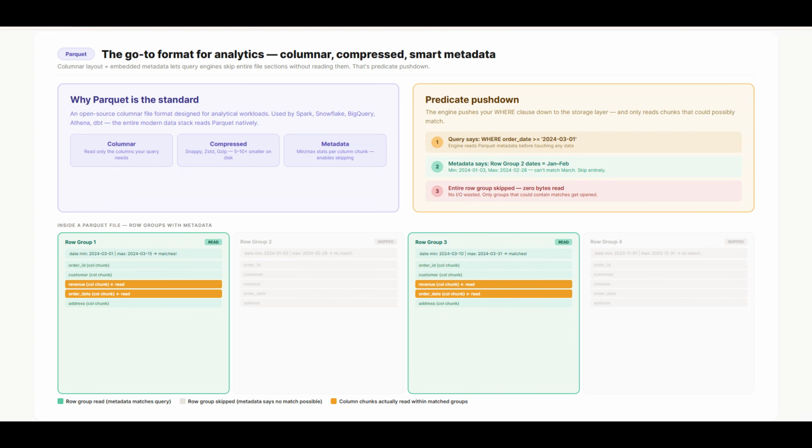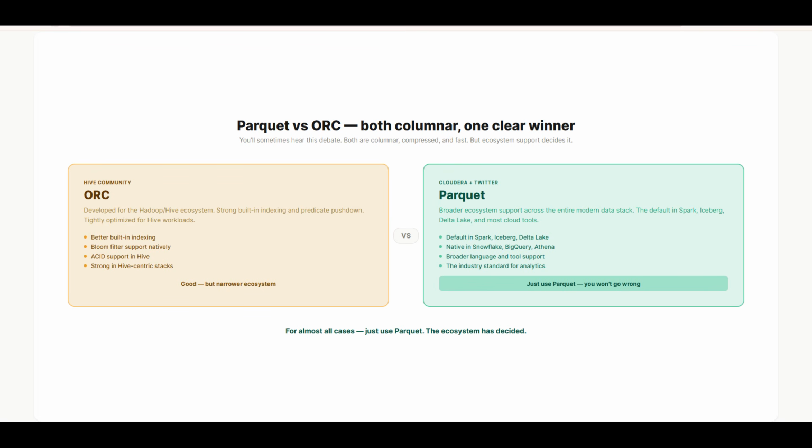This is why Parquet is the go-to file format for analytical workloads. It's columnar, it's compressed, and it includes metadata, like min and max values per column chunk, that lets query engines skip entire file sections without reading them. That's called predicate pushdown. The engine pushes your where clause down to the storage layer and only reads the chunks that could possibly match. Parquet versus ORC is a question you'll sometimes hear.